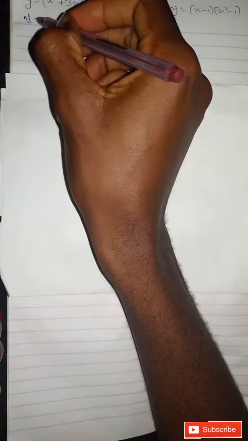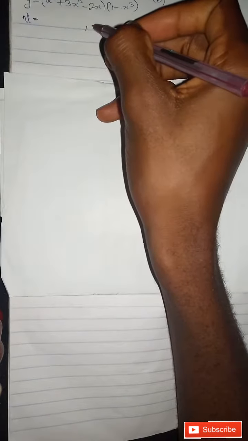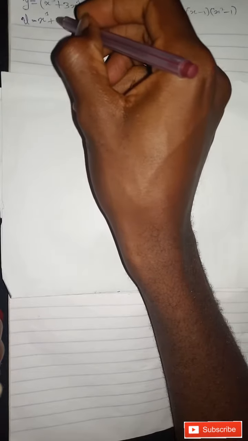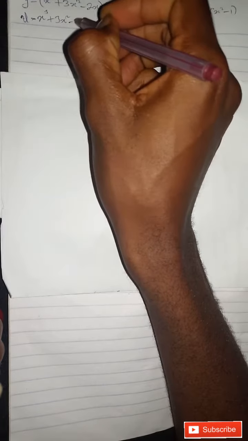Okay, so we have y equal to x cubed plus 3x squared minus 2x, multiplied by 1 minus x cubed. So first you let one equal to u, right, and you let the other equal to v. Let me choose which one. Okay, let me take this one. So we have u equal to x cubed plus 3x squared minus 2x, and this one should be v, 1 minus x cubed, right?